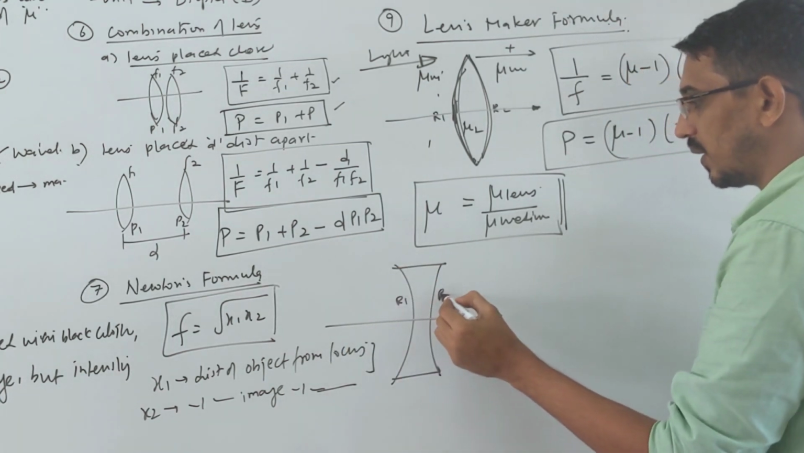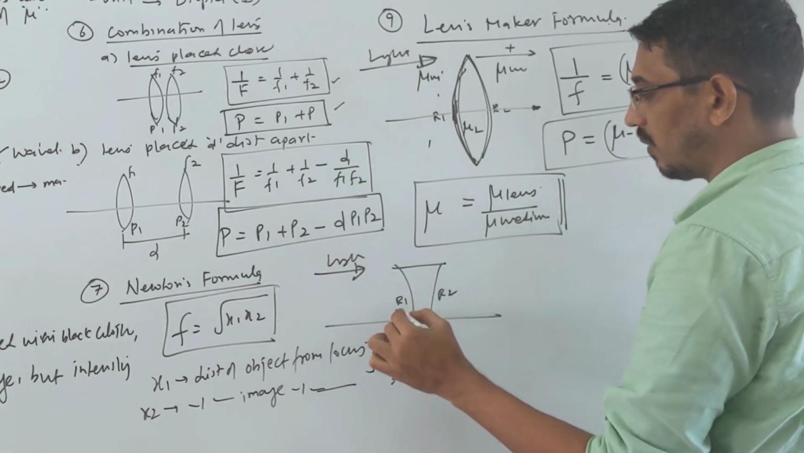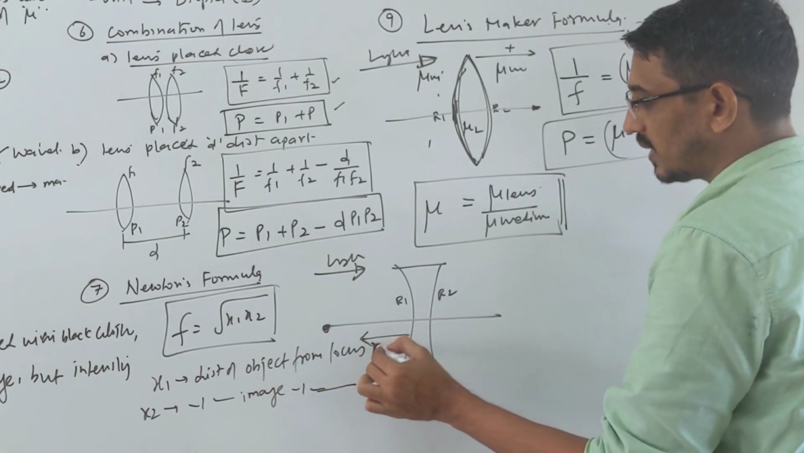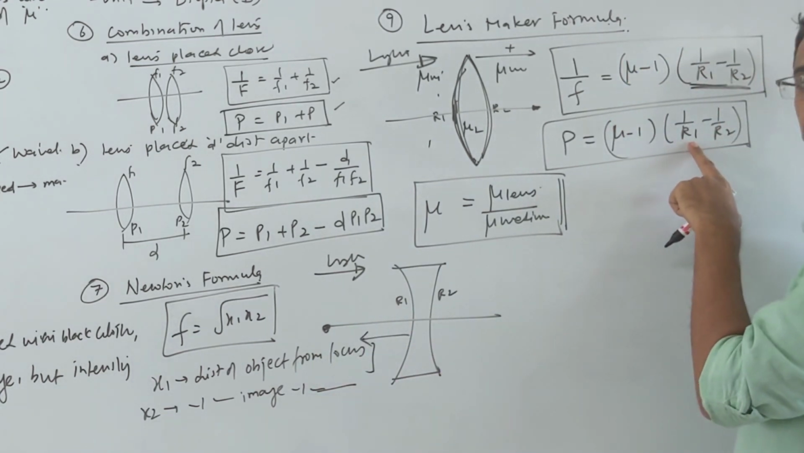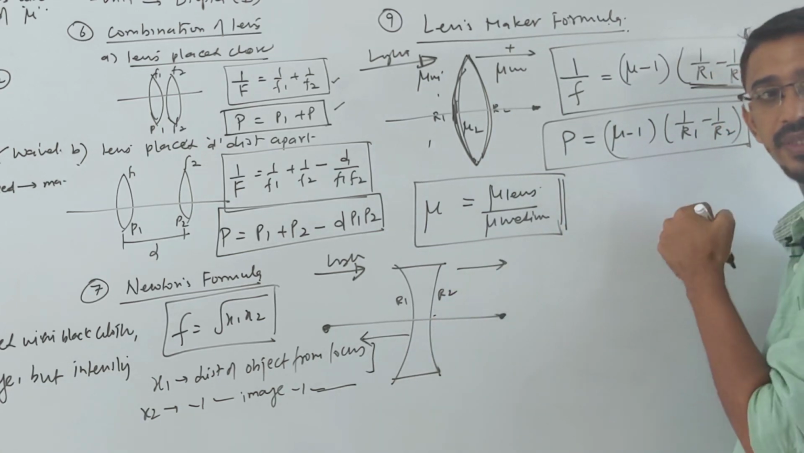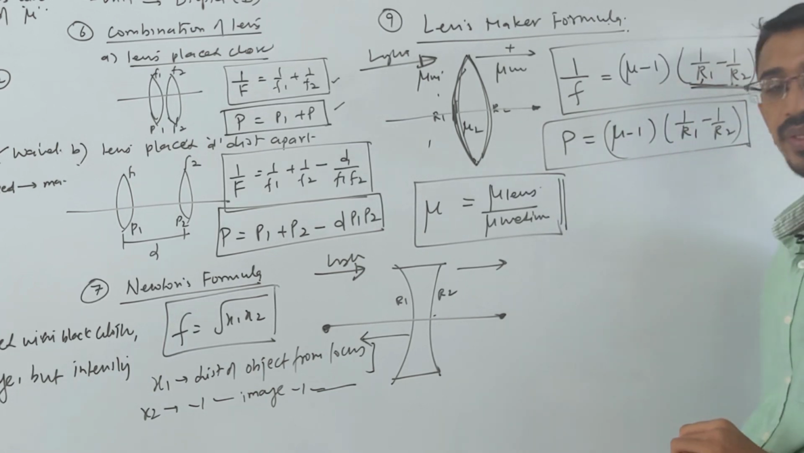Suppose this lens is there, with this r1 and this r2, and light is coming like that, this is the direction of light. The r1 center will be here. So if you want to measure the r1 distance, you have to go against the light, so r1 will be negative. The r2 center will be here, so r2 will be positive. Yes, this is the main formula. Then you always have to put the sign convention of these two.